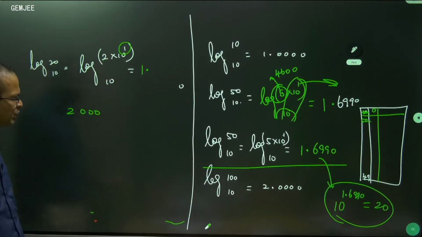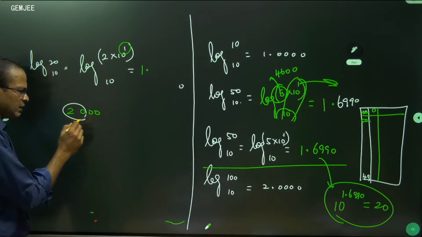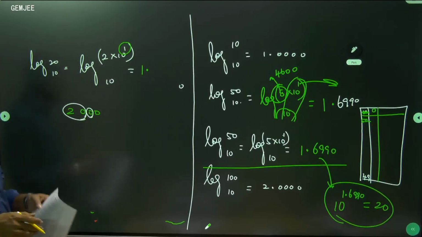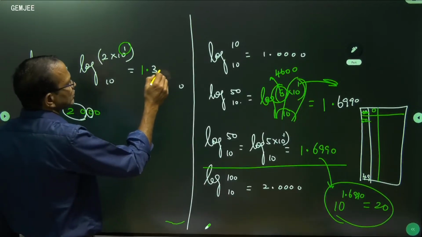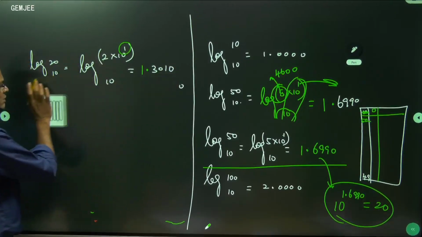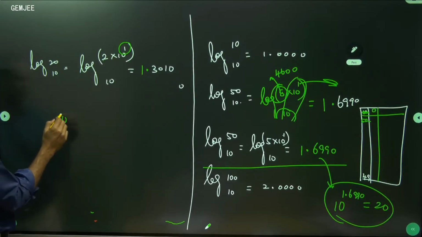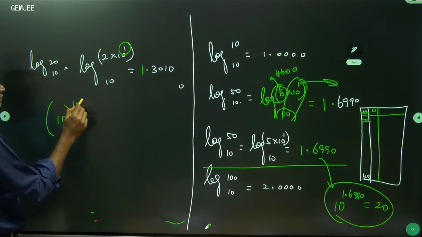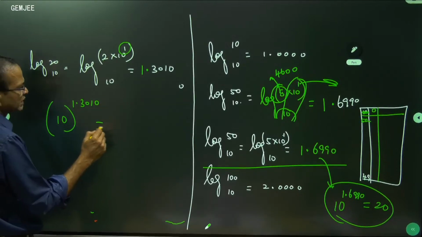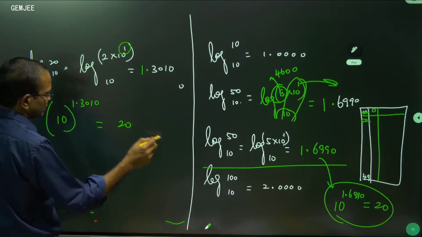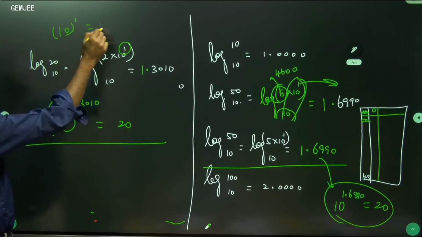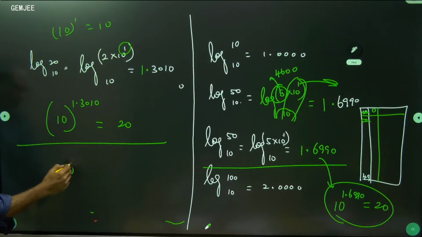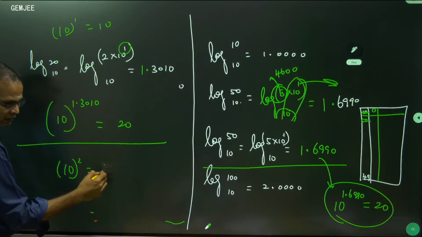Right. Now you have to look at 20 against 0. Take 3010. Right. The meaning of this is that 10 power 1.3010 shall give you 20. We know 10 power 1 gives 10. We know 10 power 2 gives 100.